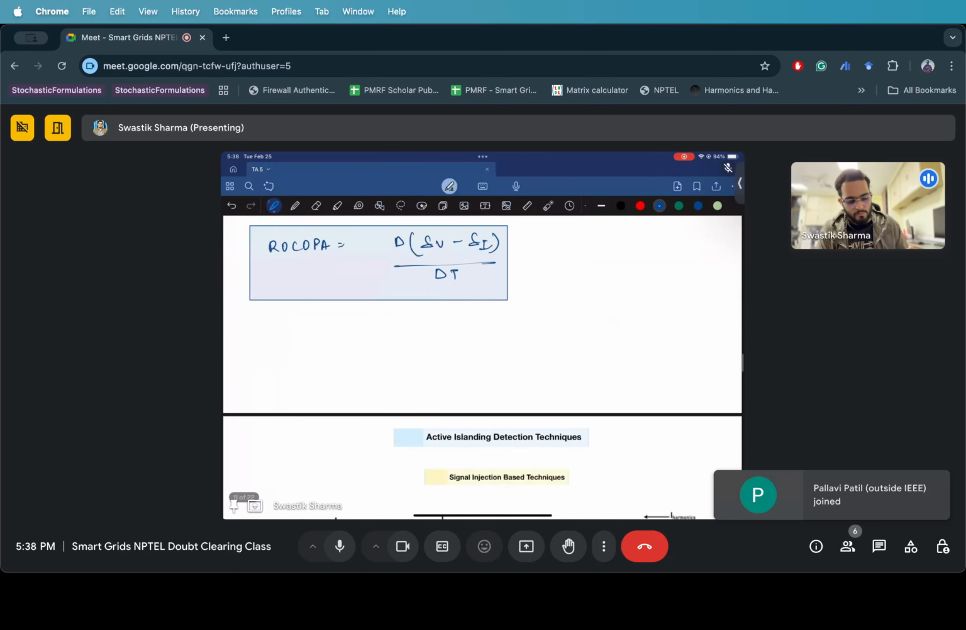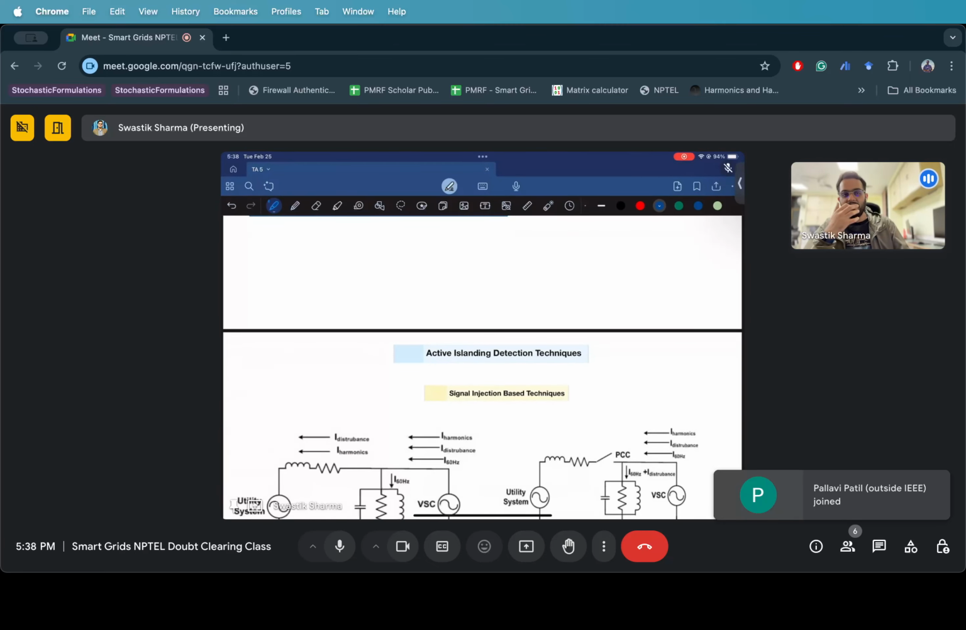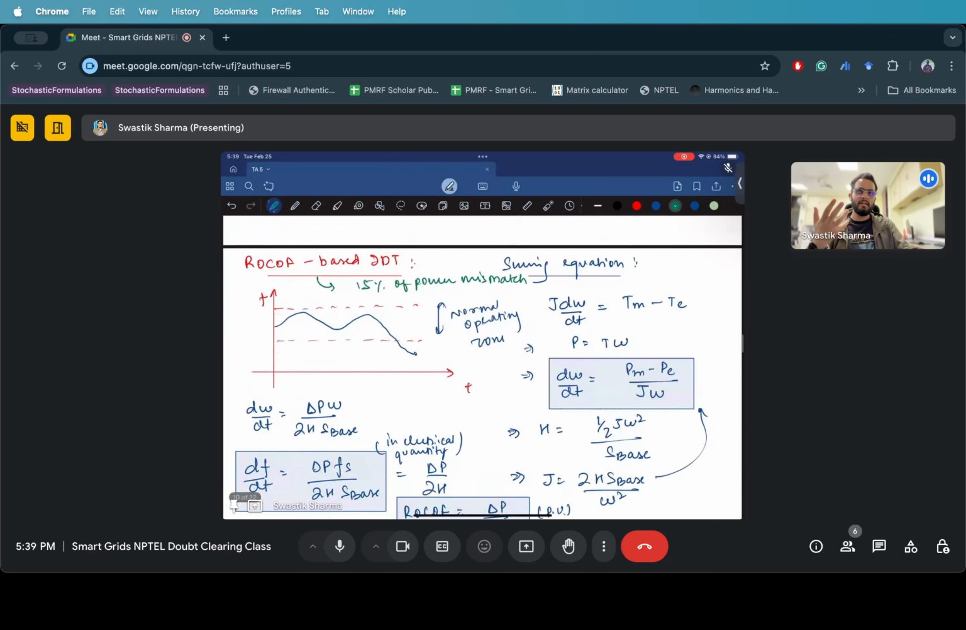Now, what really happens is that these are not sufficient in nature, because they have some degree of non-detection zone. For example, in this ROCOF based technique, we require at least 15% of power mismatch to happen. So if there is less than 15%, we will not be able to tell if an islanding has happened or not. So there is some non-detection zone, some NDZ present in all of these quantities. And how we come at this 15% is by intuition.